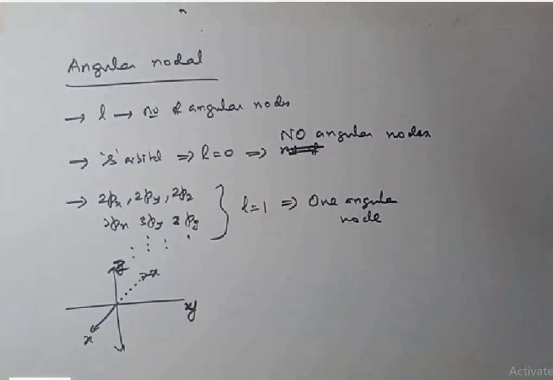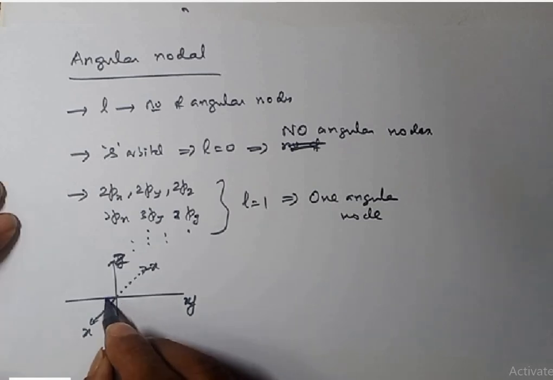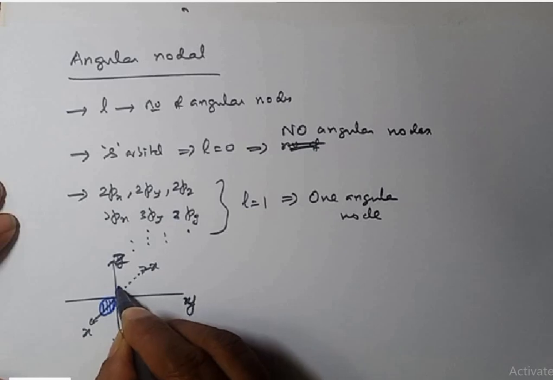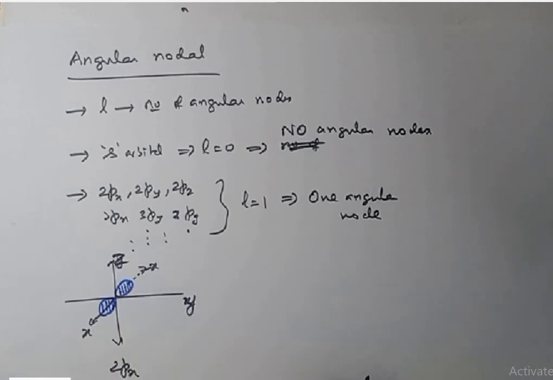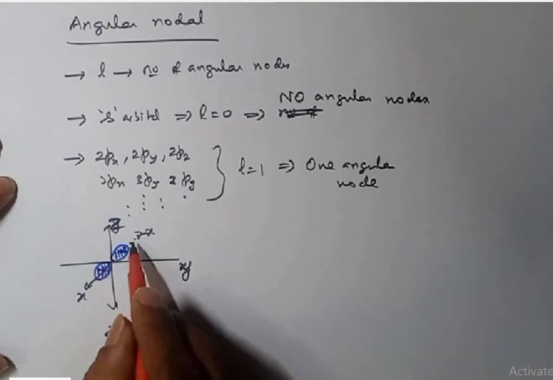Right? Now I'm going to draw the 2px orbital. Observe carefully how the 2px orbital looks. It has two lobes, one on the positive x side and another on the negative x side. Now I'll show you a nodal plane here. The lobes are present along the x-axis.